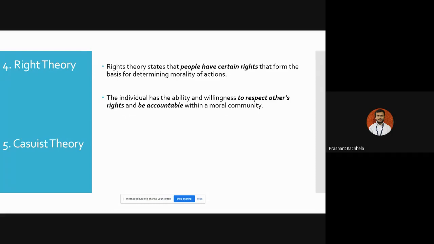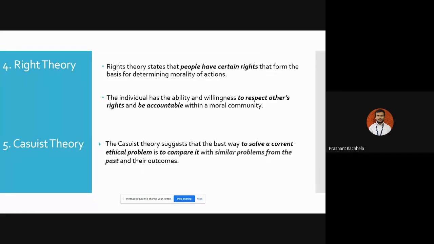Now if we talk about casuistry theory, it has a simple meaning. It says that in our life experience we come across many ethical problems. Let's say a few ethical problems are quite similar to ones you faced previously. If you took some decision at that time which proved to be right, you can definitely use the same decision in the current ethical problem as well. That's the main message here.